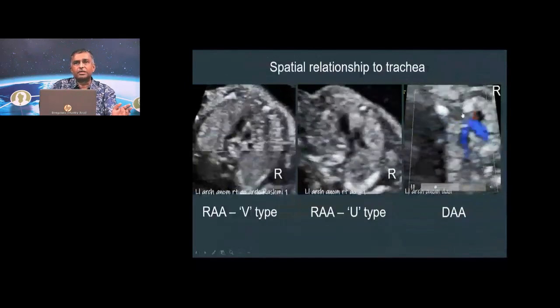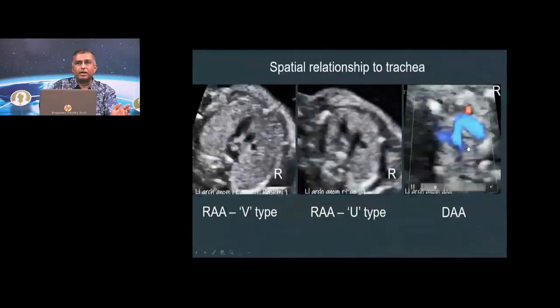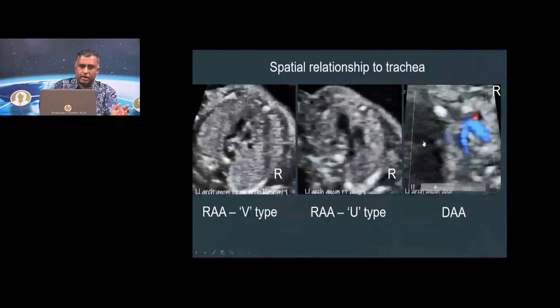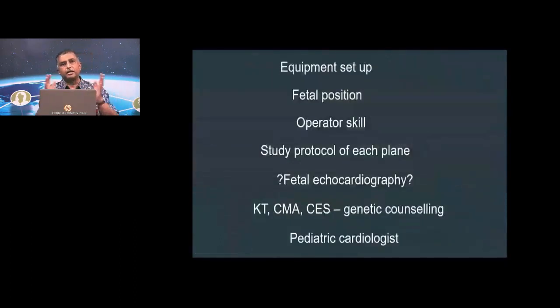You can find the aorta, which is actually bifurcating and enclosing. This is a loose vascular ring. This is a tight vascular ring. So those are the three vessel trachea view abnormalities that I've tried to bring forth.